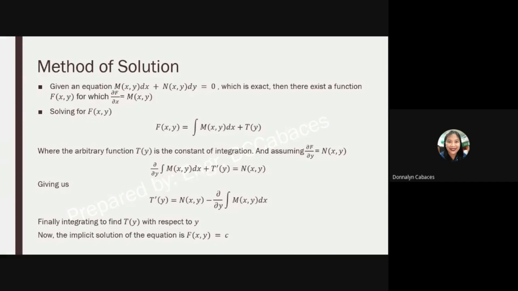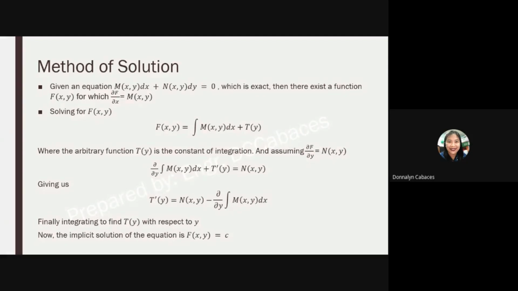And again from the previous slide, that is an exact DE if the partial derivative of f with respect to y is equal to N. So equating the two, you have here the partial derivative with respect to y of f, in which this is your f, which is the integral of M(x,y) dx, plus the derivative of t of y, which is t prime of y. So we equate it to N.